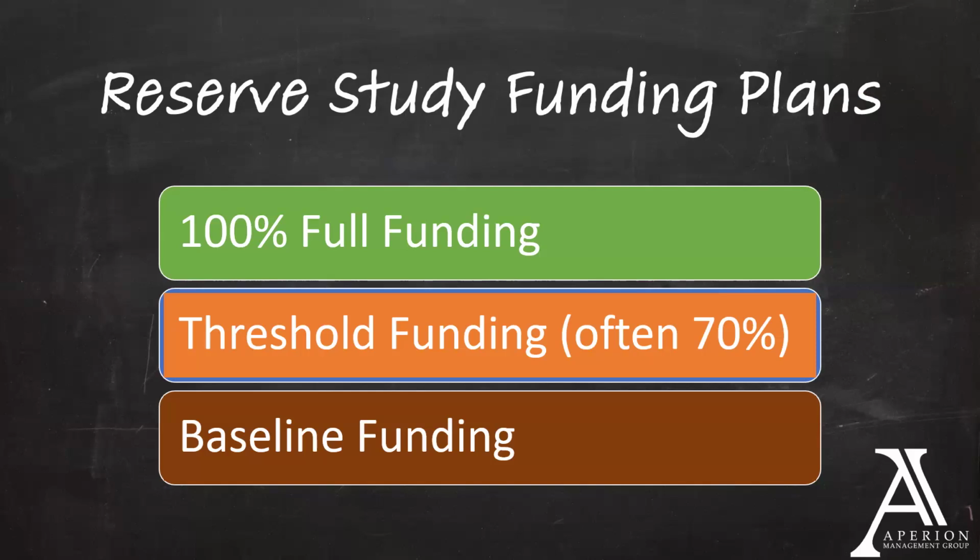But instead of ending at 100% funded, you're ending at 70% funded. The baseline model is a totally different premise. With the baseline funding model, the association is looking for the absolute minimum it can contribute to reserves and stay above zero over the next 30 years. The baseline model is very risky.